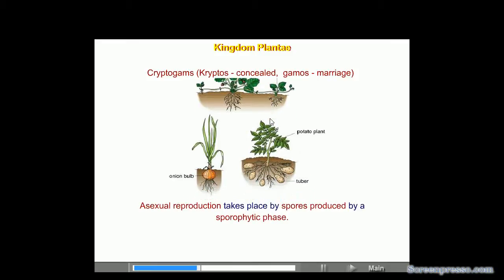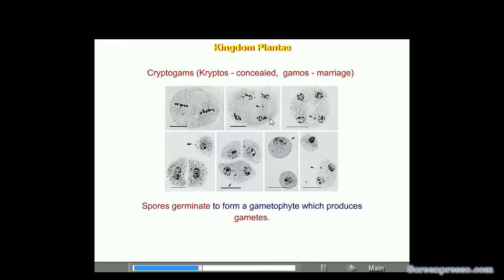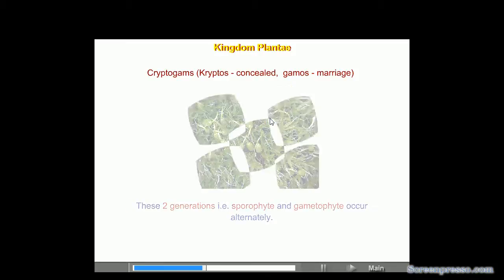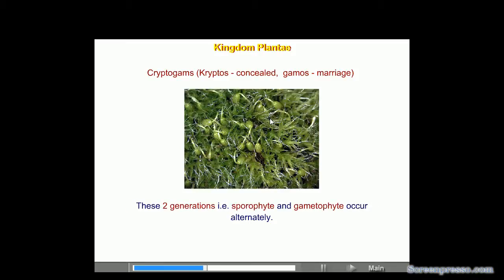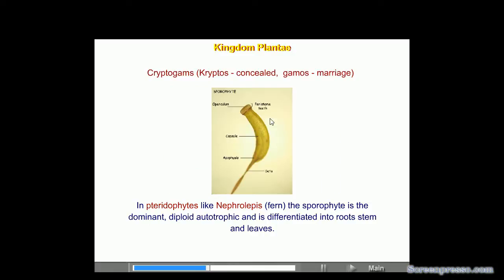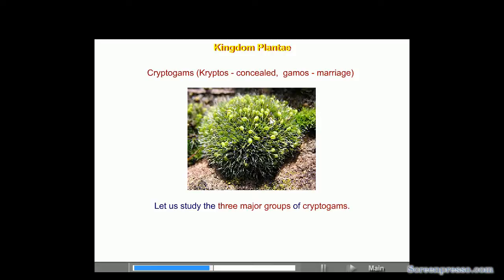Asexual reproduction takes place by spores produced by the sporophytic phase. Spores germinate to form a gametophyte, which produces gametes. Gametes fuse to form a young sporophyte, which develops spores in later stages. These two generations, that is sporophyte and gametophyte, occur alternately. In pteridophytes like Nephrolepis, that is ferns, the sporophyte is the dominant, diploid, autotrophic, and is differentiated into roots, stem, and leaves.